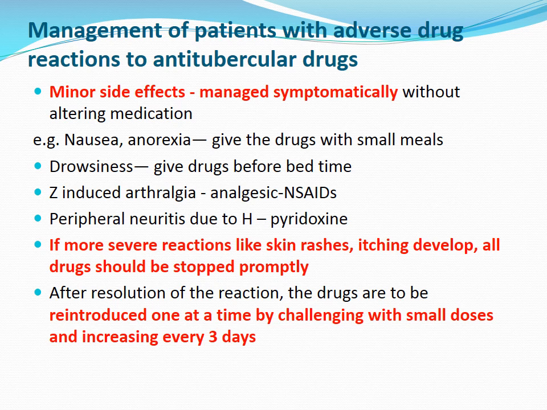If there is peripheral neuritis due to isoniazid, that is H, we have already seen pyridoxine should be given. So no need to stop the drug in a minor side effect like this. But if there are severe side effects like skin rashes or purpura, hemolysis, then we have to stop the drug promptly.